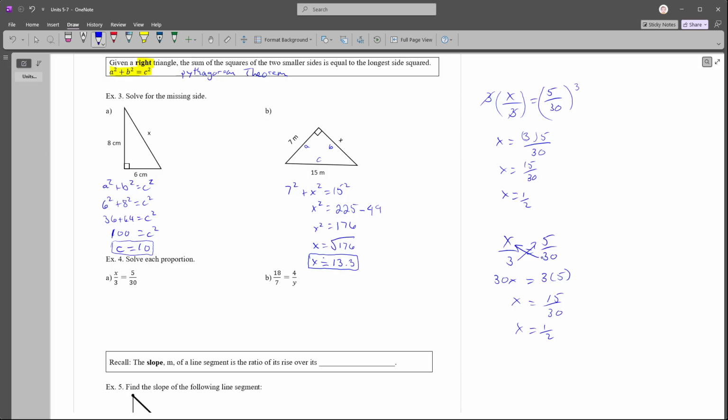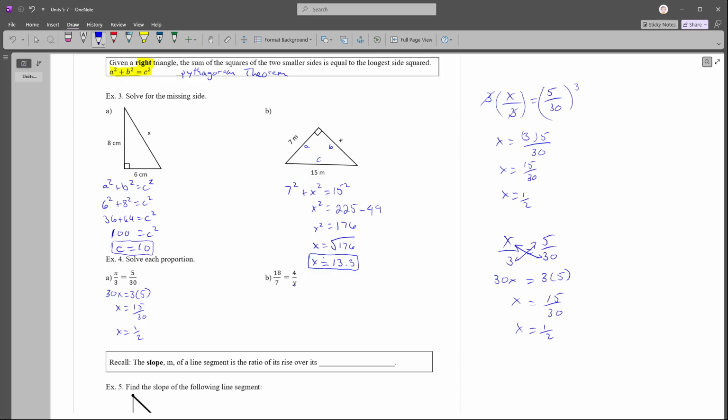I guess the arrow technically goes both ways. I like to bring the first one, x times 30, so that's going to be my left-hand side. And my right-hand side is going to be 5 times 3, which is on the other side. So we can do the exact same thing over here. We have 30x is equal to 3 times 5, and we have x is equal to 15 over 30, and we simplify to x is equal to 1/2.